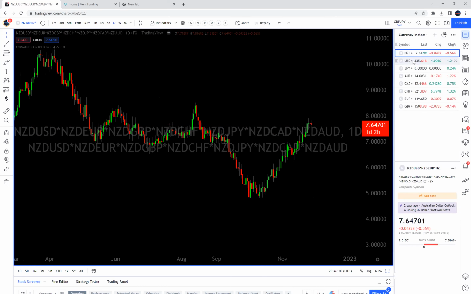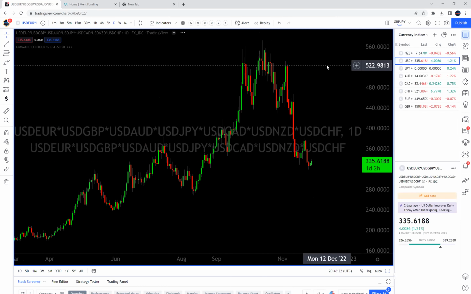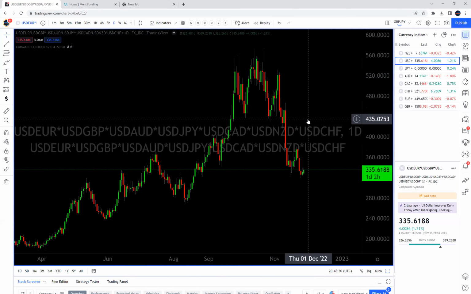Let's go to the US. So what has been happening with the US based on the index? It's been going down. So what do we have there? Divergence. Yes, exactly. So this is the type of divergence that we should be looking for, not divergence on your RSI or your stochastic.